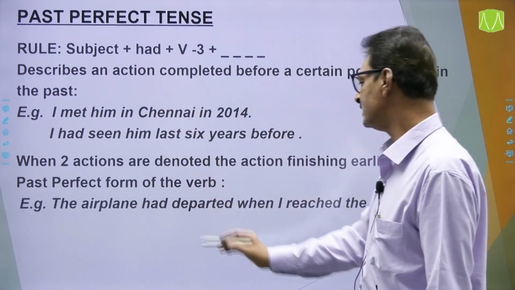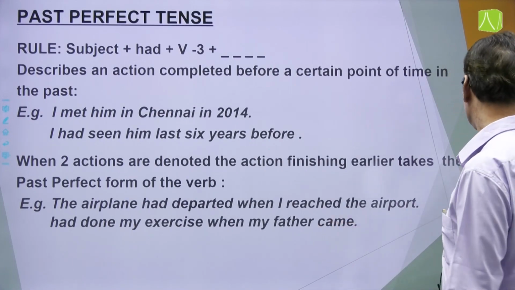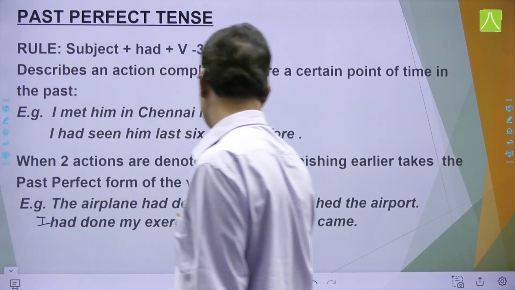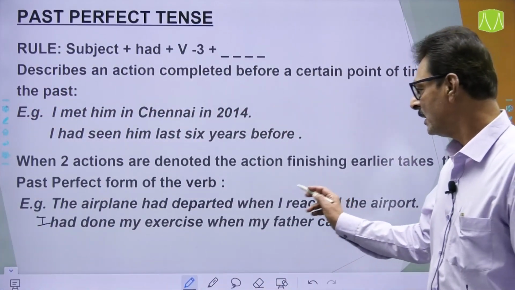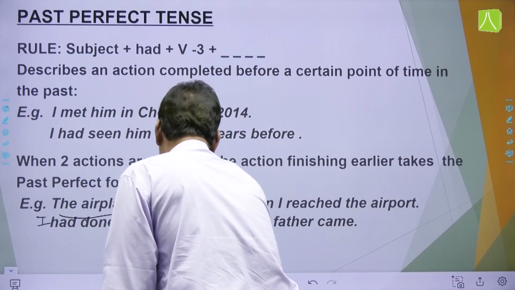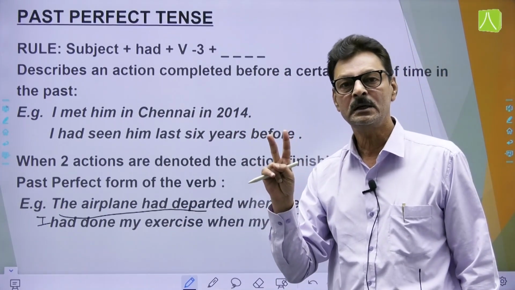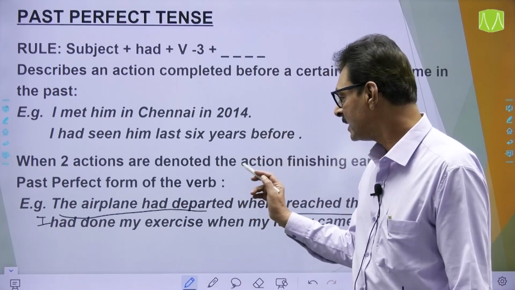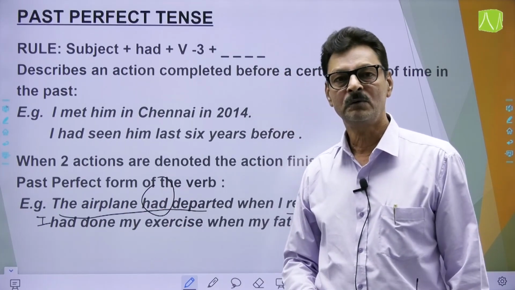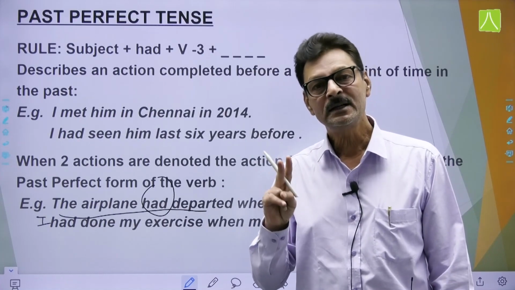फॉर एग्जांपल, सी दिस सेंटेंस, the airplane, subject is missing, I am sorry. The airplane had departed when I reached the airport. Look at this first statement carefully. Two actions are there. The airplane had departed and I reached the airport. Two actions are taking place over here simultaneously. So the action which finishes earlier always takes the past perfect form of the verb had. So the plane departed, one action. I reaching the airport, second action.